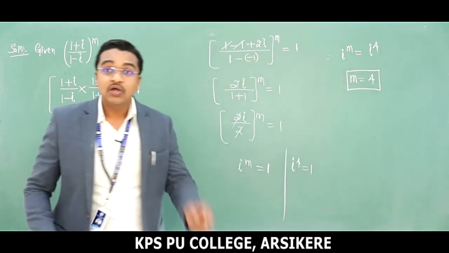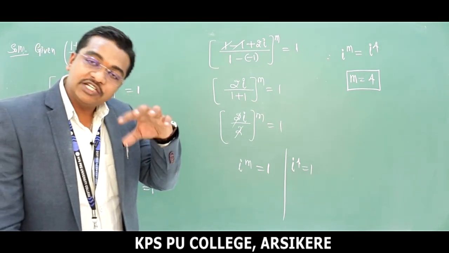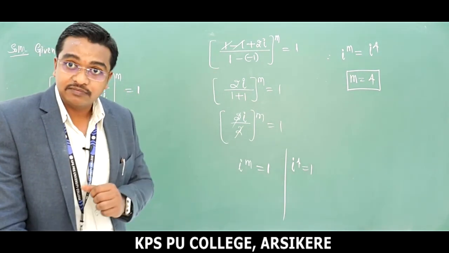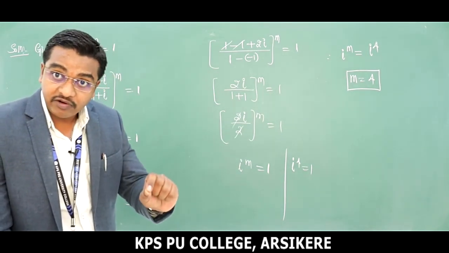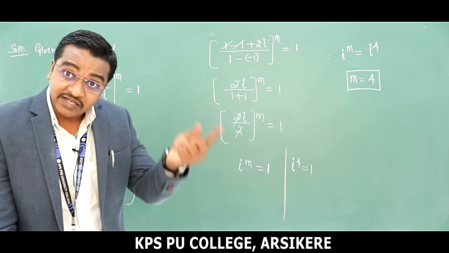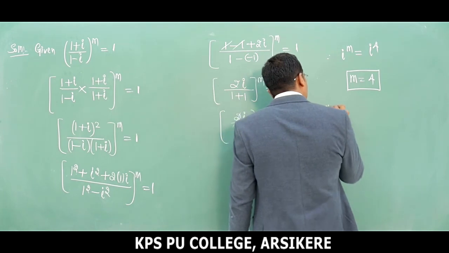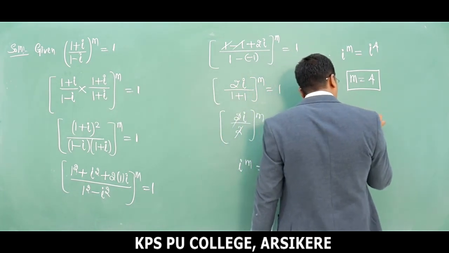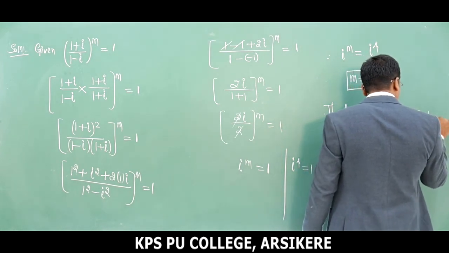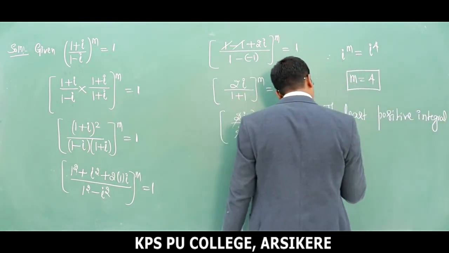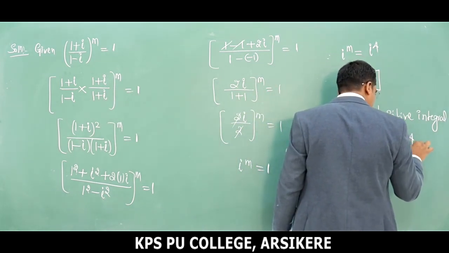Because we need to find the least positive integral value. Just integers would give many numbers, like minus 4, minus 8 and so on. But here we need to find the least positive integer. So the least positive integer is 4. Therefore, the least positive integral value of m is 4.